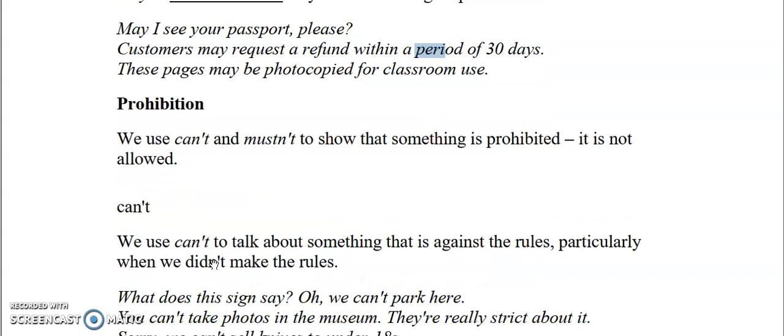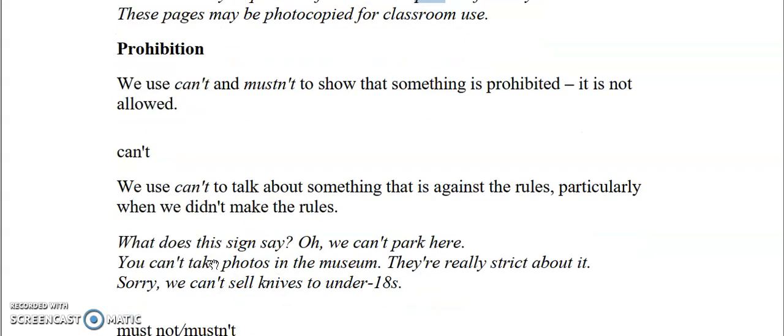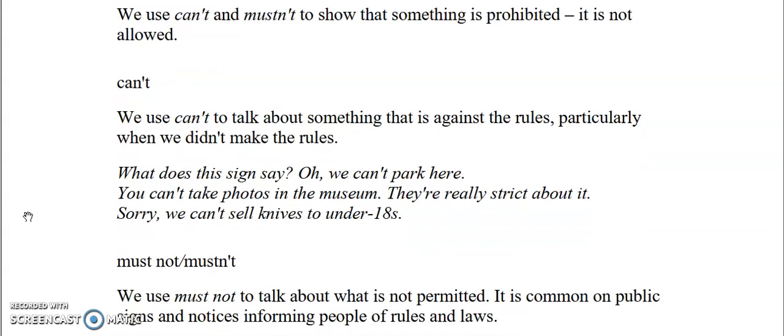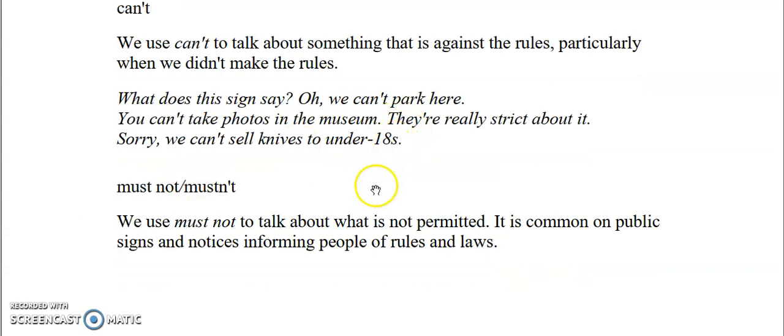Prohibition. We use can't and mustn't to show that something is prohibited, something that is not allowed, something you cannot do because the law says so. Let's start with can't. We use can't to talk about something that is against the rules, particularly when we didn't make the rules. What does the sign say? Oh, we can't park here. You can't take photos in the museum. They're really strict about it. Sorry, we can't sell knives to under 18s.